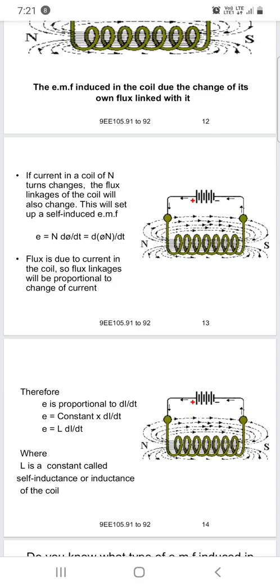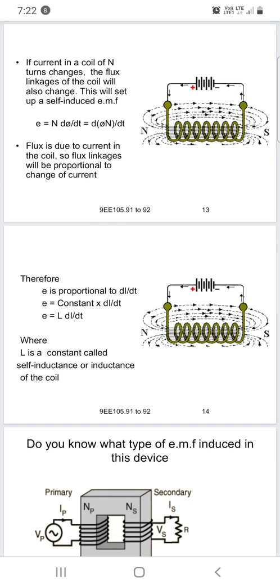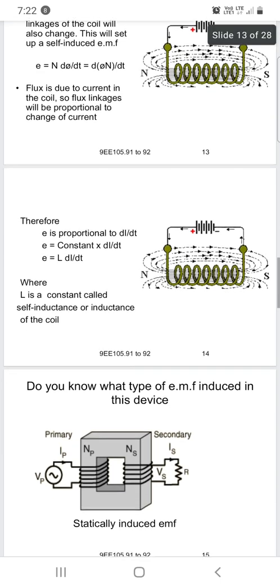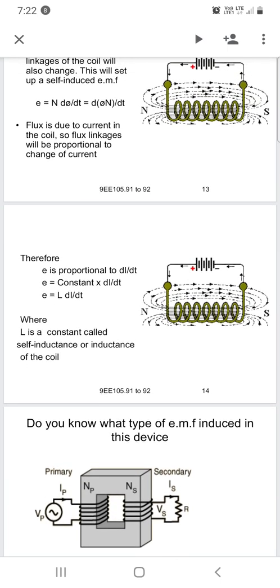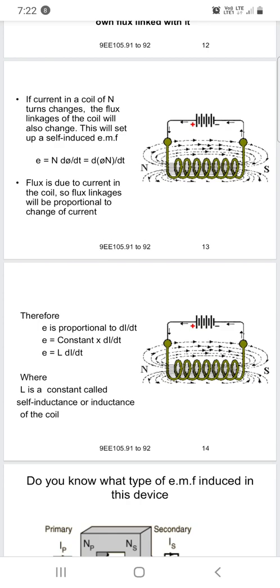Here N is the number of conductors, dφ is the change in flux, and dt is the change in time period. The flux is due to the current in the coil. So the flux linkages will be proportional to the changing current. That means the flux linkages will be directly proportional to the current. If the current increases in the conductor, the flux will increase. If the current changes, the flux also changes in the conductor.